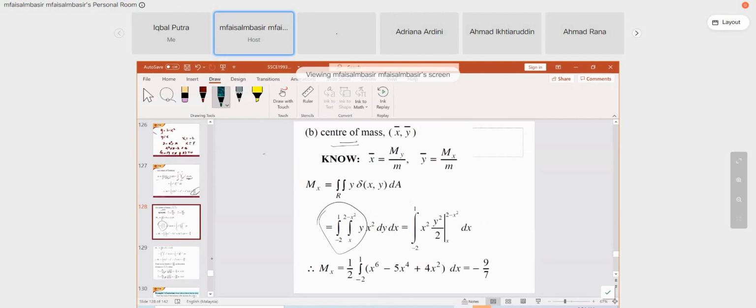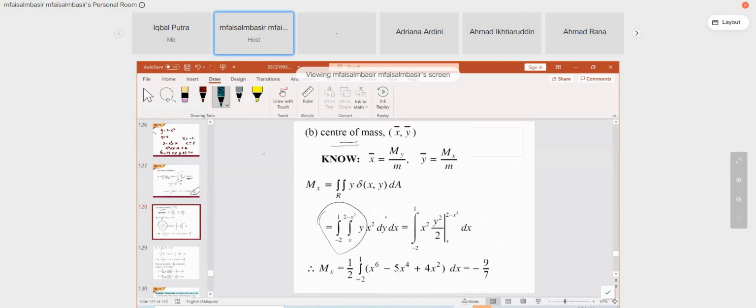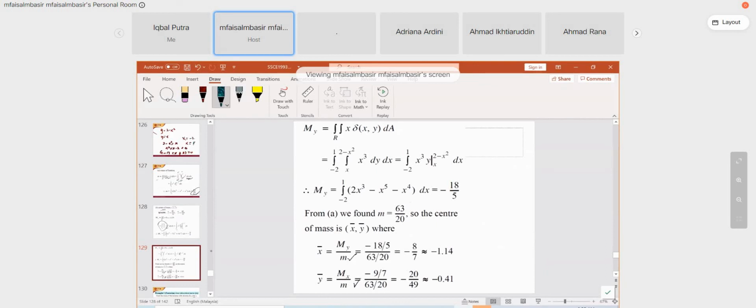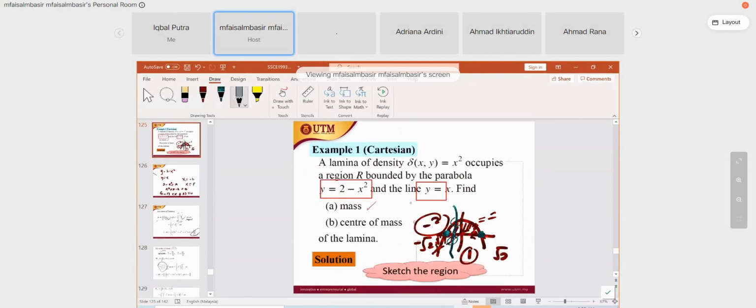You already found the limits, right? You don't need to find them again and again. Just copy the limits and follow the formula, y times x squared, because we have a density. Then you have this Mx, and for My it is the same thing: x times x squared. x is the formula itself. Then you have these two points.